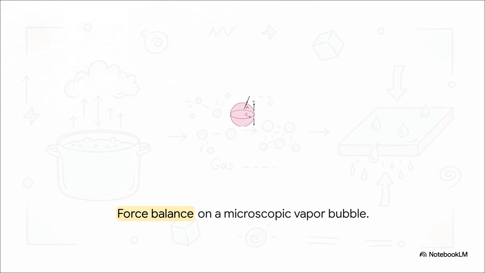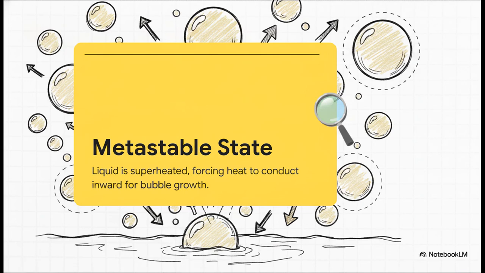A microscopic bubble is essentially a delicate battlefield. The outward pressure force from the internal vapor is constantly fighting against two things: the inward pressure of the surrounding liquid and the literal surface tension wrapping around the interface. If these aren't perfectly balanced, the bubble just explodes or collapses. So what's the secret to a bubble actually surviving? It relies on a metastable thermodynamic state. This state explains the exact why of the drama.